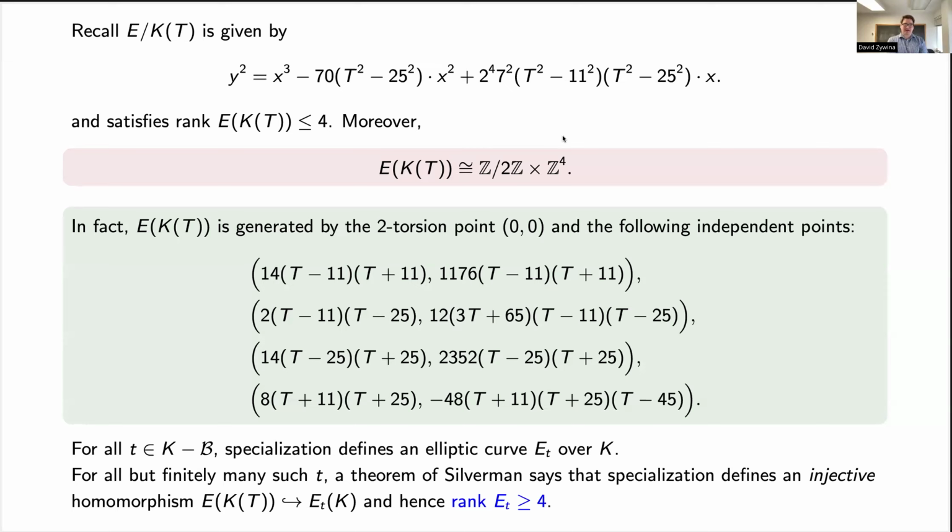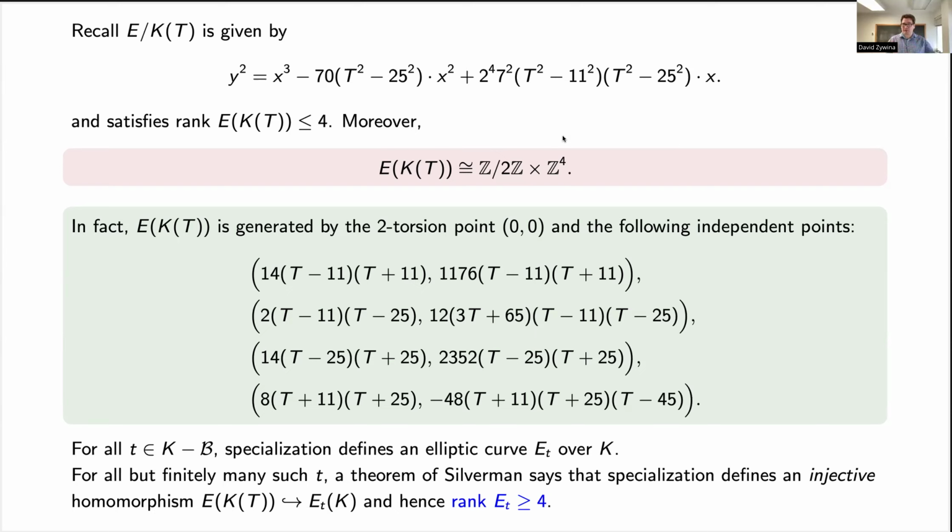Okay, and so now what I can do is take an element of K, but not in the set B. B were the ones where I plug in and I don't get a smooth model. I can plug in elements of K and I will get an elliptic curve defined over K. So just replace capital T, this parameter, with little t, an element of K, and you get an elliptic curve. And an amazing theorem of Silverman, which is really just about heights, says that for all but finitely many t, specialization defines an injective homomorphism of the Mordell-Weil group of E over K(t) into the Mordell-Weil group of the specialization. And so in particular, for all but finitely many t, the rank of the specialization is at least 4.